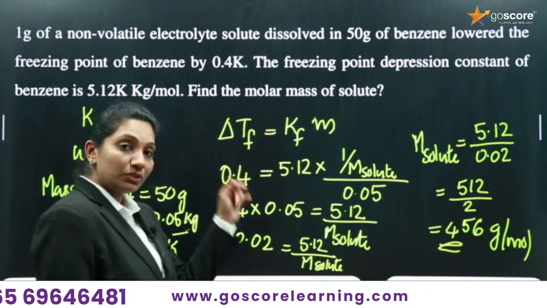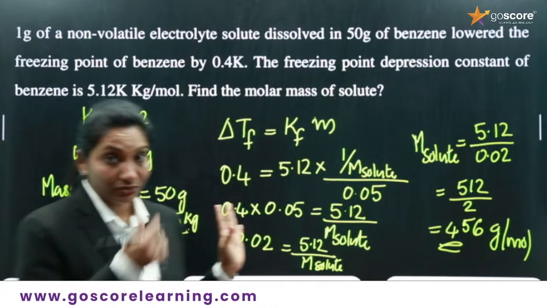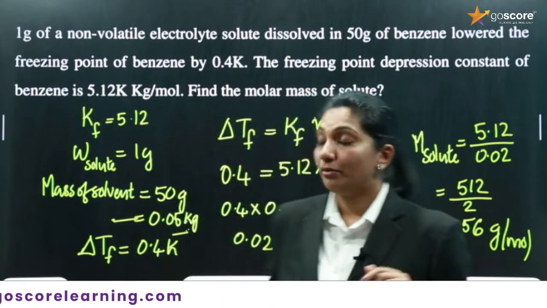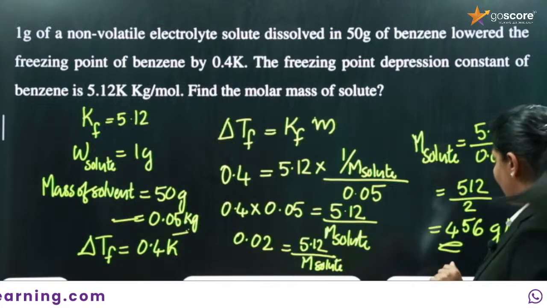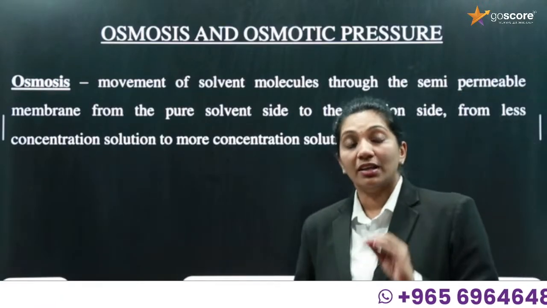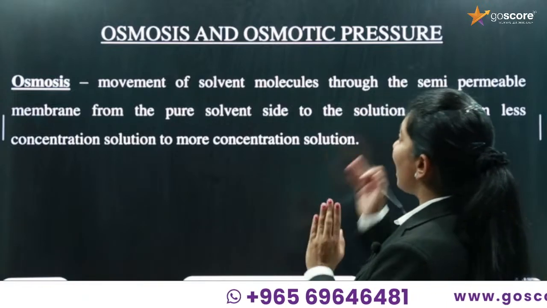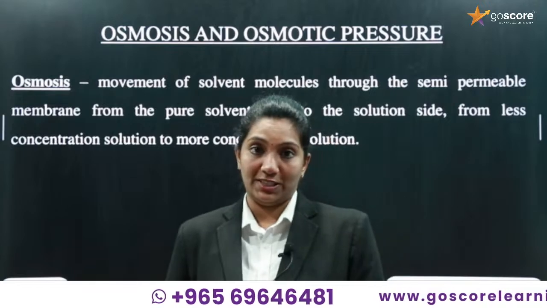See, if you know the equation, you can easily score marks for this kind of questions. So I think the depression in the freezing point is clear for you. Now we are seeing the fourth colligative property, that is the osmosis and osmotic pressure.